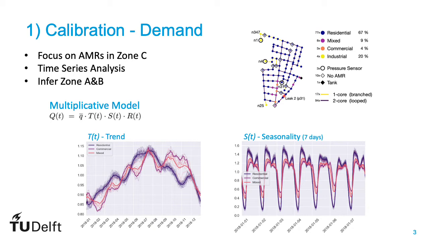We used time series analysis to derive general demand patterns for the commercial and the residential consumers. The best model for both user groups has been a multiplicative time series model consisting of a trend, T, a weekly seasonality, S, and a random noise component, R. At the bottom of this slide you can see on the left side the trend over the year for the residential and the commercial users, and on the right side the seasonal component that repeats every week.